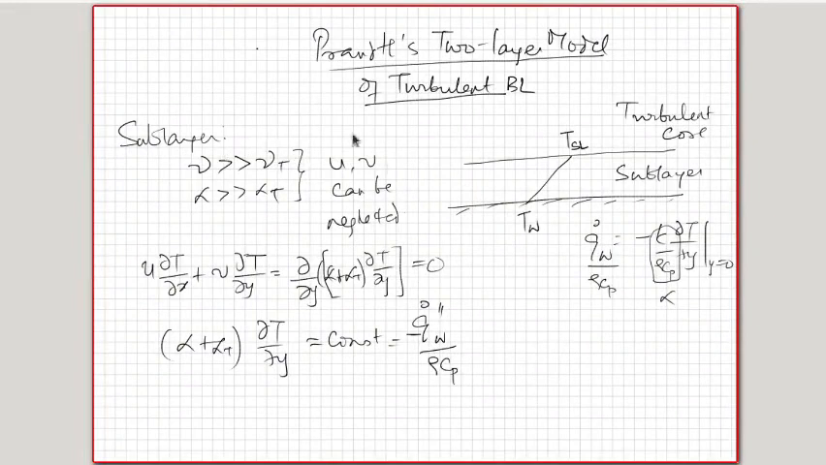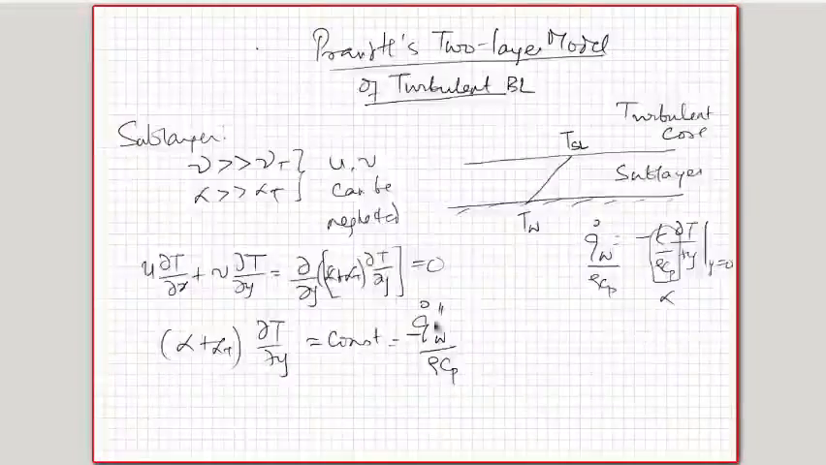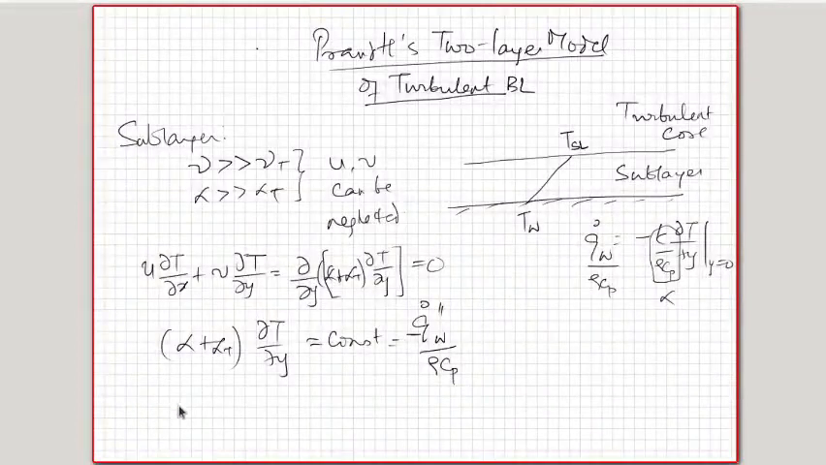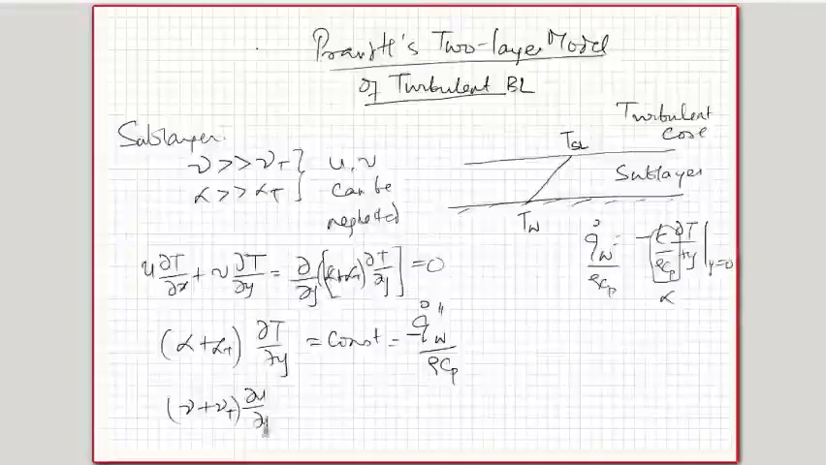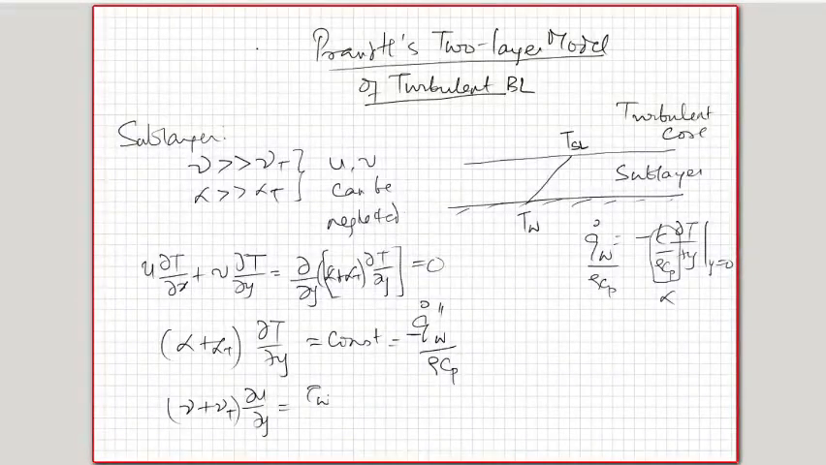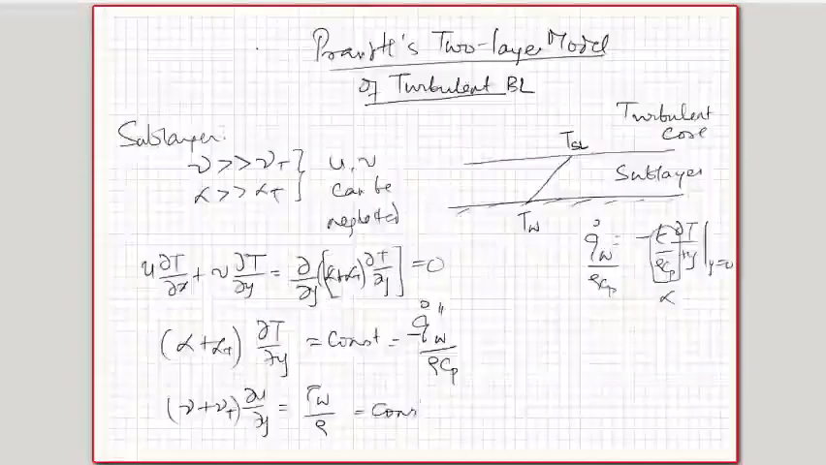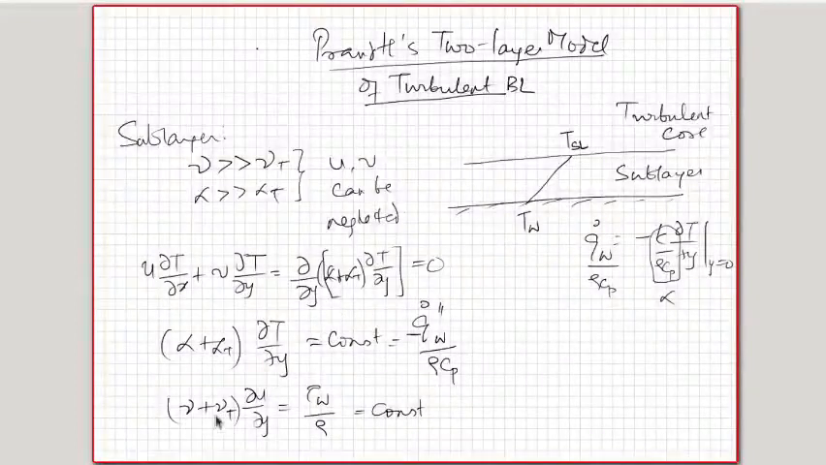The same thing can also be done with velocity, because your momentum equation also looks similar. So you will get (nu plus nu t) into del u by del y is equal to tau wall by rho. This is the constant. This is also a constant. You will get this because del by del y of (nu plus nu t) del u by del y becomes 0, because u and v are very small.